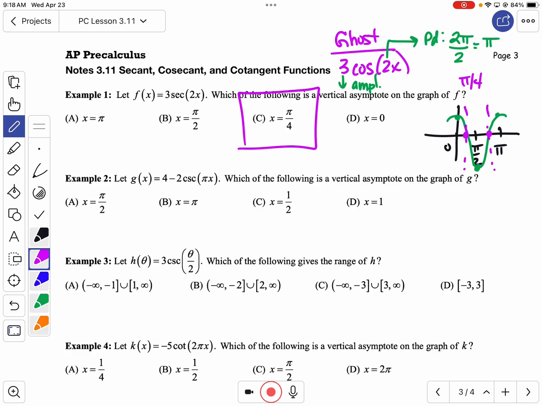So this time it tells me that g of x is equal to 4 minus 2 cosecant pi x. That's a lot. All right, I'm going to rewrite that in terms of its ghost. Usually we don't put a number in the front. Where do we typically put it if it's just being added or subtracted? At the back. So I'm going to rewrite this as -2 sine pi x and then plus 4. All right, so I just want to think about my transformations.